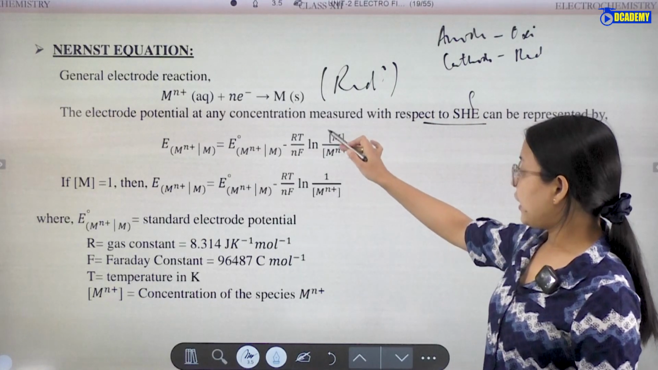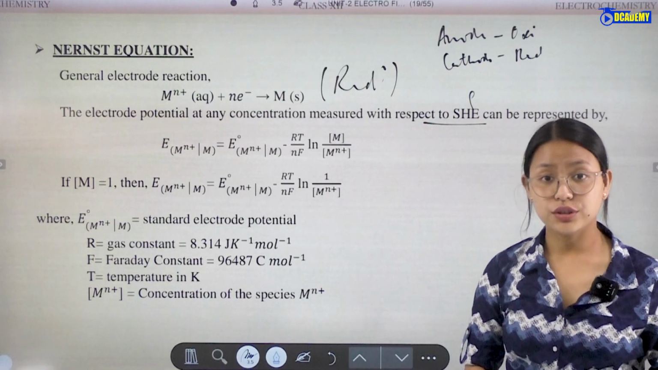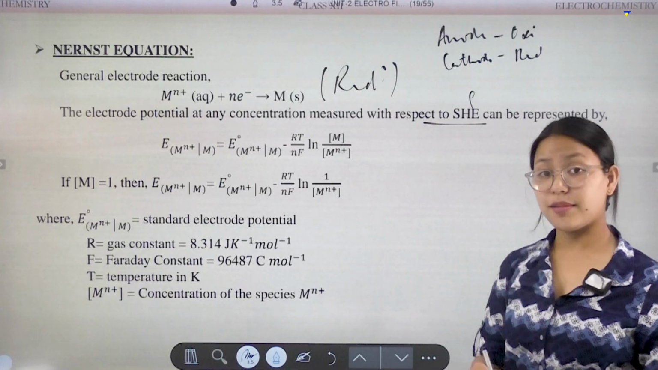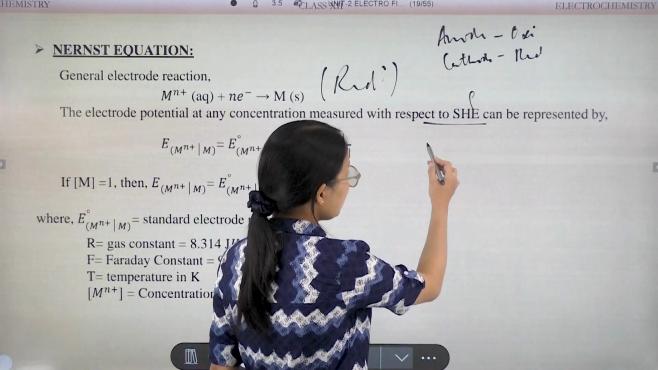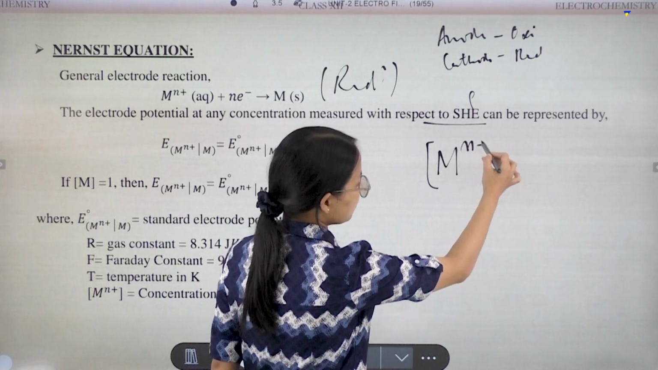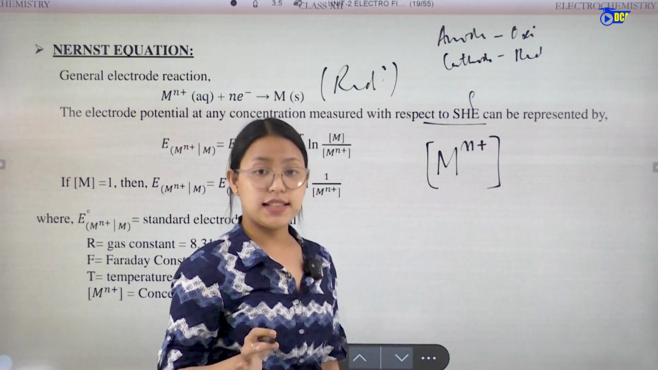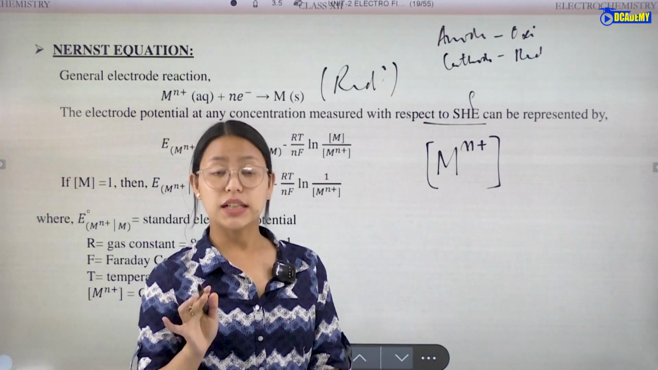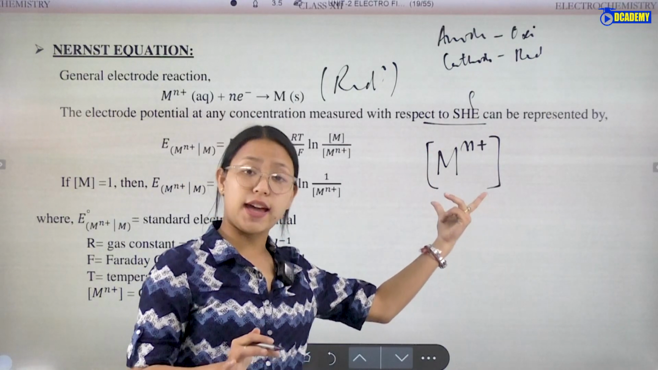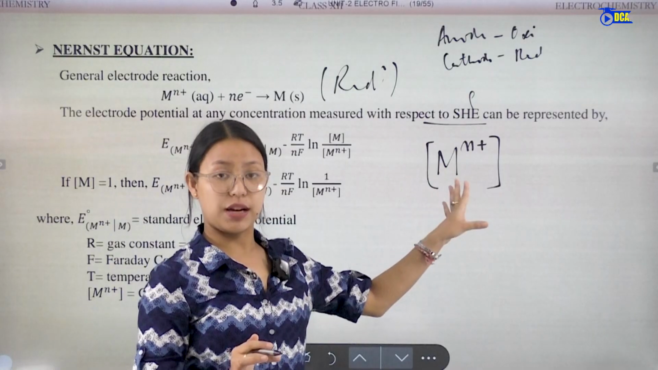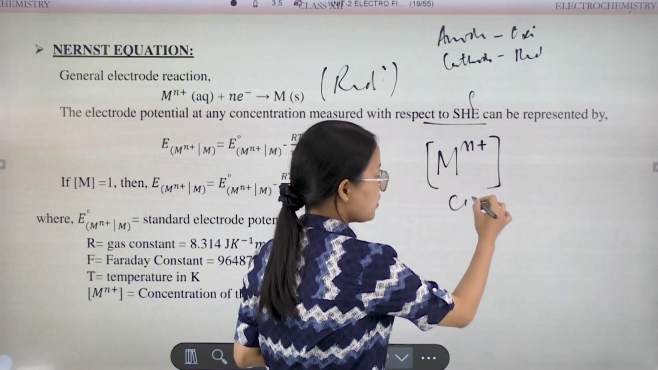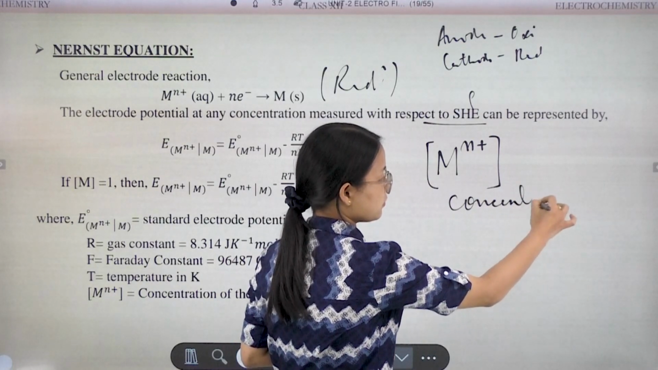Then ln is the natural logarithm of the concentration of M divided by the concentration of M^n+. As you learned in class 11, the third bracket is meant to be the concentration of the element or atom present inside this bracket. So what do the brackets mean? Concentration terms.